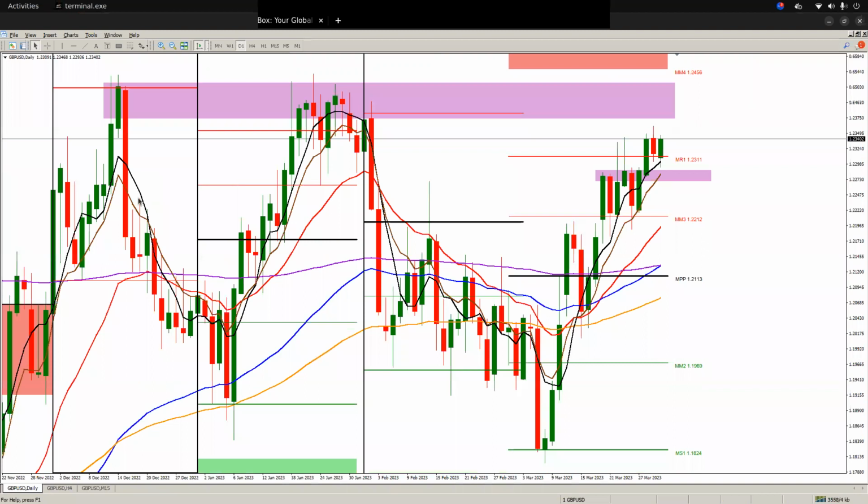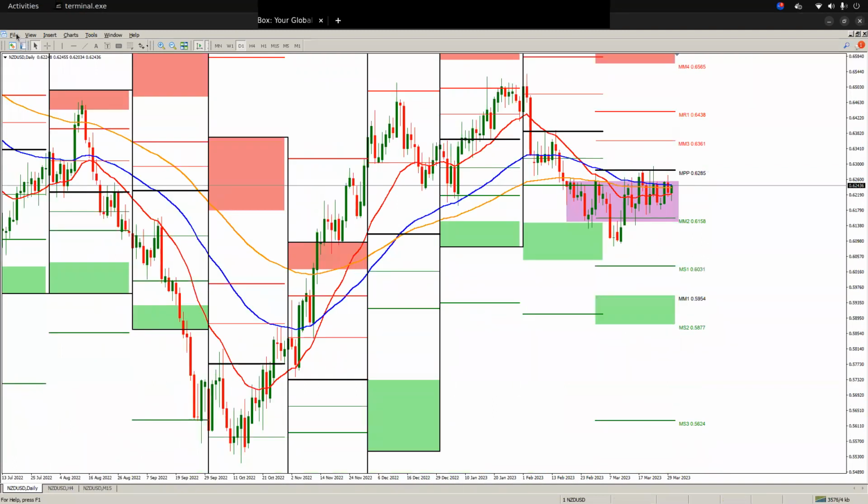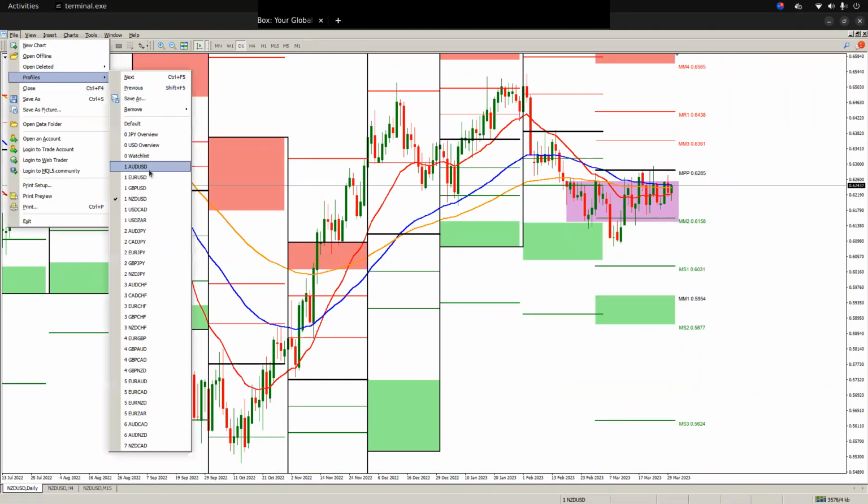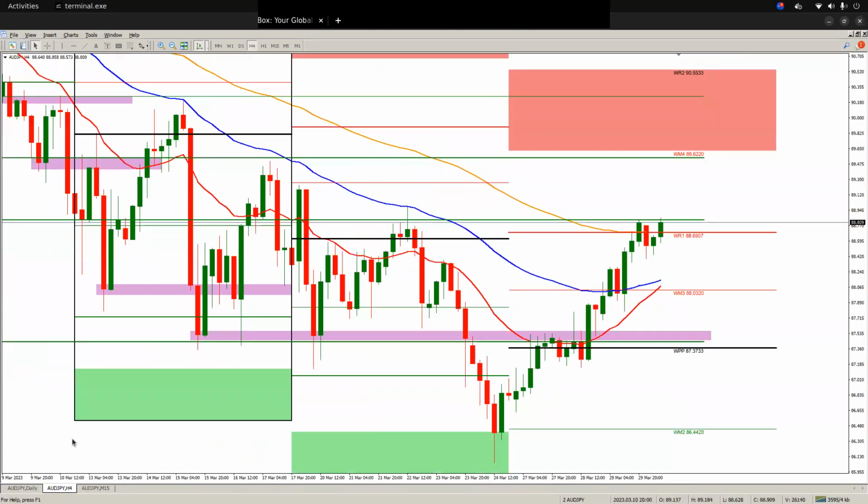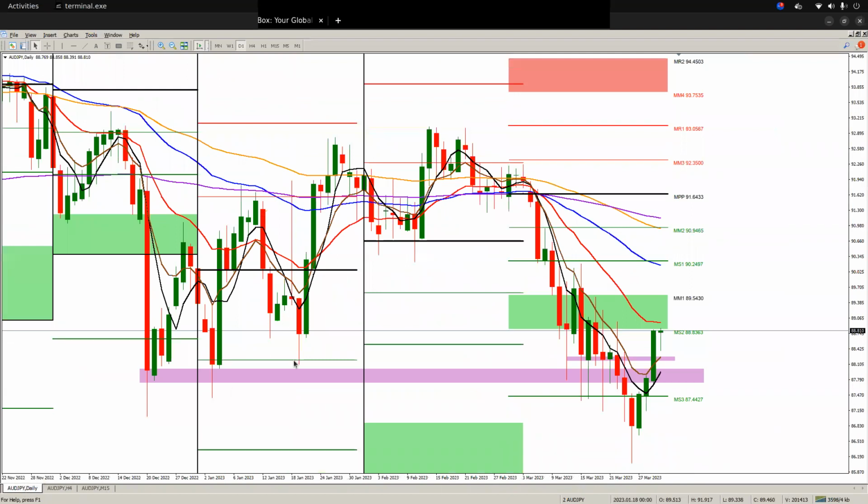Kiwi dollar, currently ranging. USD CAD we've looked at. All the yen pairs coming at the bottom of the range, coming up higher, just like we expected. You've got price coming to the monthly S2. Okay, is price going to make a lower high after making a lower low?